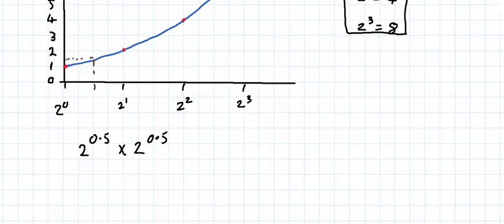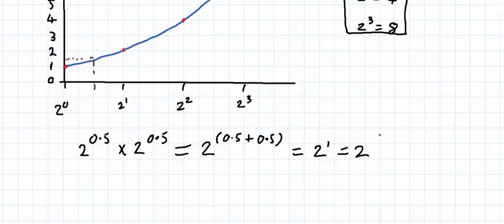When we do, we can apply our usual rule for powers. These are both numbers with a base of 2, so to get the answer we simply add the exponents together. And 2 to the power of 0.5 plus 0.5 clearly gives me 2 to the power of 1, or just 2. In other words, we've discovered the square root of 2.